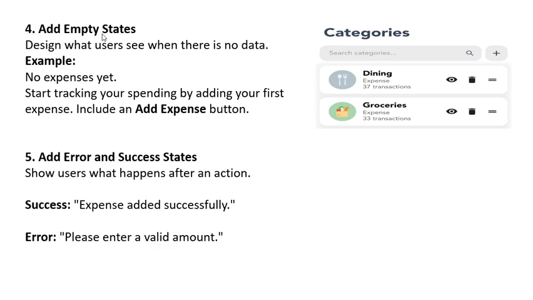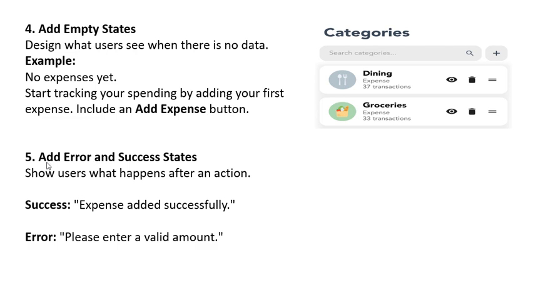Fourth, add an empty state, designing what the users see when there is no data. The example is a no-expenses screen that says to start tracking your spending by adding your first expense, and includes an add expense button with a plus sign to click. Then add the expense details: the expense name, category, amount, and so on.